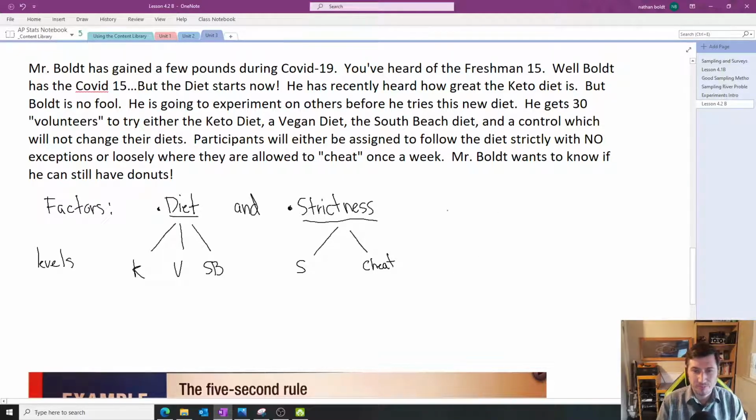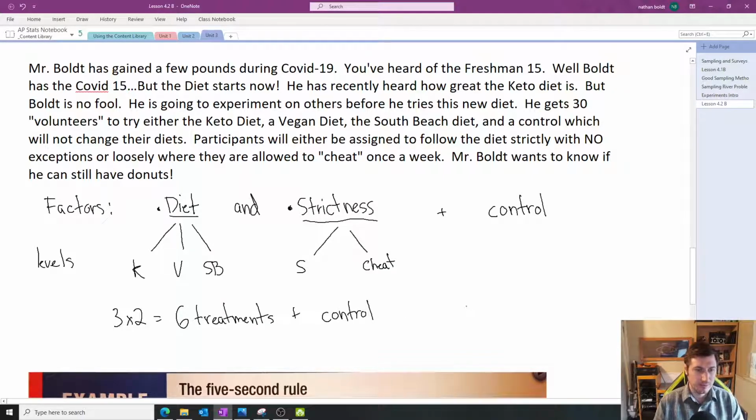All right, so there's three different types of diets, and there's two different levels of strictness. And so, plus, I guess you could even put the control over here. There's no real levels of control, but so total, how many treatments do we have? Well, we've got three different types of diets and two different levels of strictness. 3 times 2 is equal to 6 treatments plus the control.